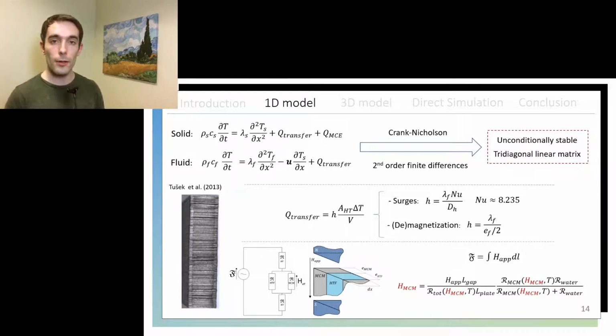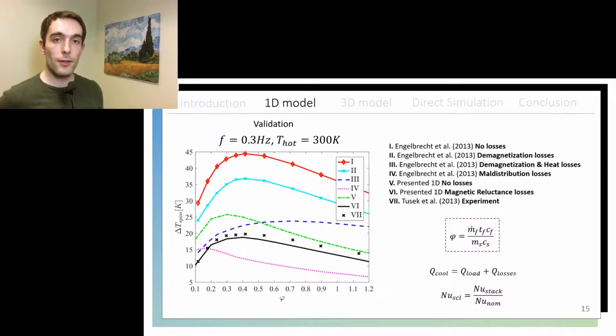And I also solved the simplified magnetic circuit between the poles of the magnet, and that gave me a nonlinear equation to be solved at every time step. On this slide, you can see the solution of the regenerator, so the temperature span of the regenerator at zero cooling load, and it's plotted against the utilization ratio, which is a ratio between the heat capacity of the heat transfer fluid that is entering the regenerator divided by the heat capacity of the solid phase. So this variable gives us an idea of how much heat we are evacuating from the regenerator.